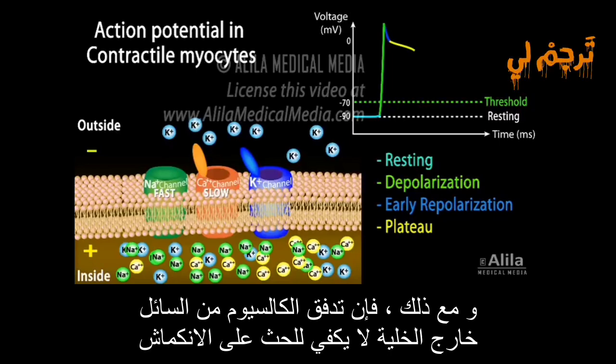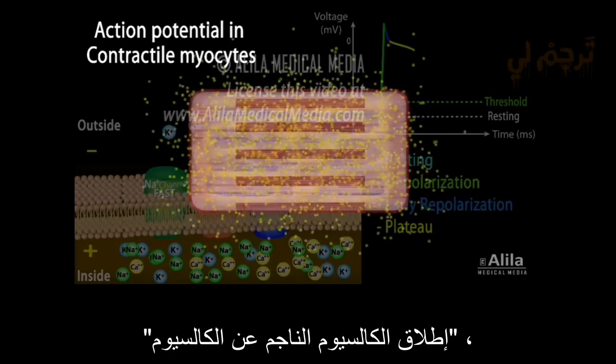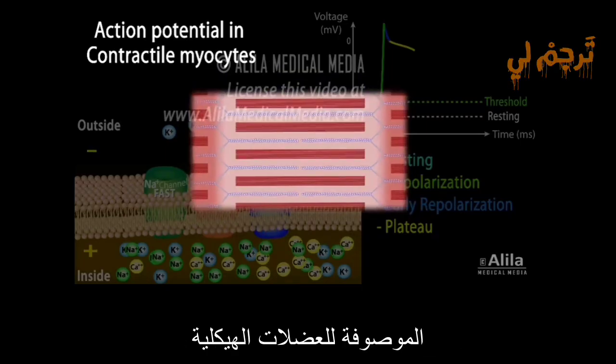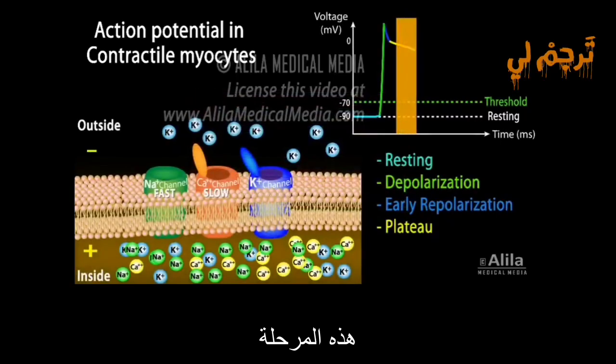The influx of calcium from the extracellular fluid, however, is not enough to induce contraction. Instead, it triggers a much greater calcium release from the SR in a process known as calcium-induced calcium release. Calcium then sets off muscle contraction by the same sliding filament mechanism described for skeletal muscle. The contraction starts about halfway through the plateau phase and lasts till the end of this phase.